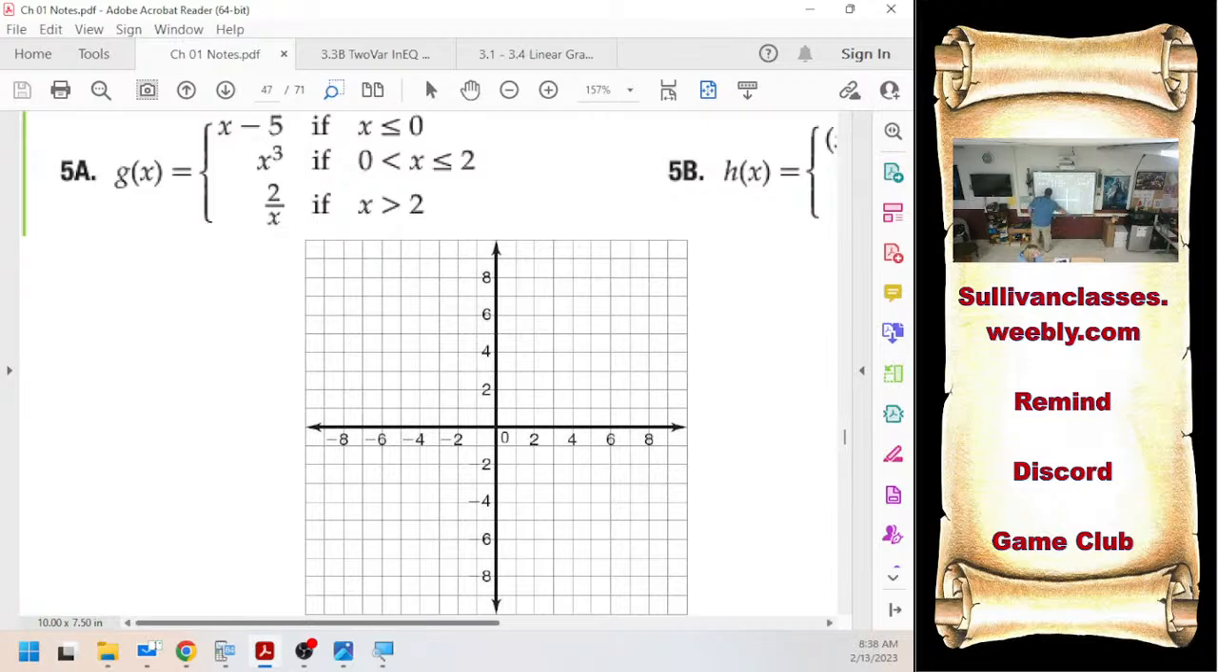Round one. I got a line. The line starts at -5, slope is 1.